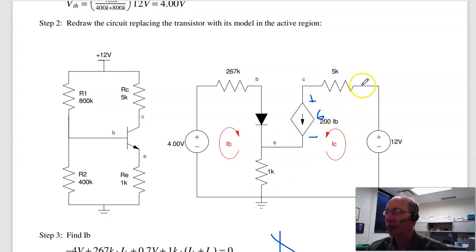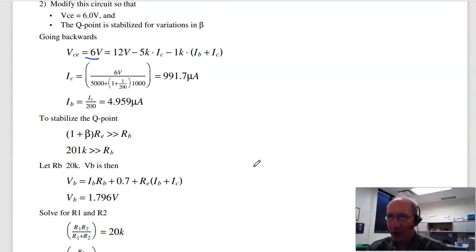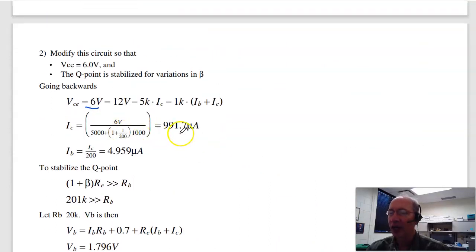This voltage is 5K times IC. This is 1K times IC plus IB. And IB is IC over 200. Giving you, right here, IC is 991 microamps. IB is IC over 200, 4 microamps.